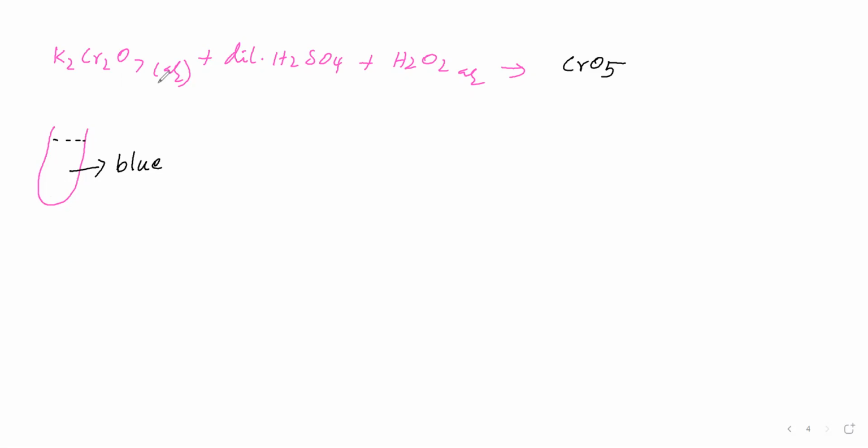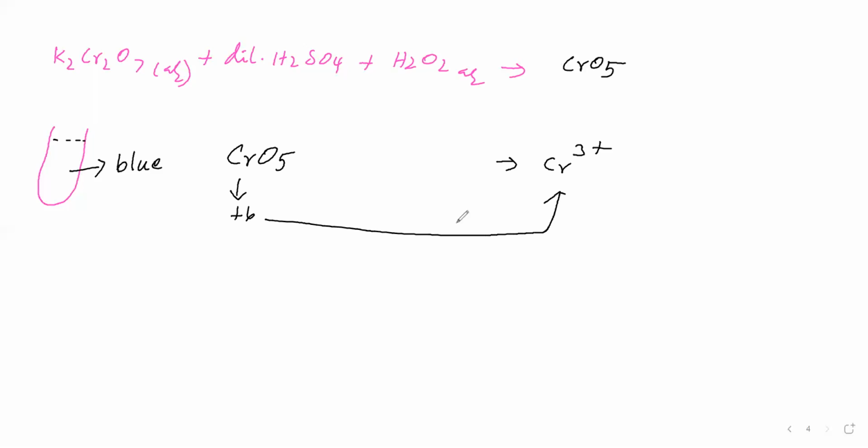Why is it so? Because CrO5 is unstable in aqueous solution. It is stable in ether, the ethereal solution, an organic solvent. Why is it unstable? Because peroxide is present, and peroxide is unstable in aqueous solution. Therefore CrO5 is unstable in this aqueous solution. So CrO5 is converting into Cr3 plus. Here Cr oxidation number +6 is converting into +3. That means reduction, gain of electrons.